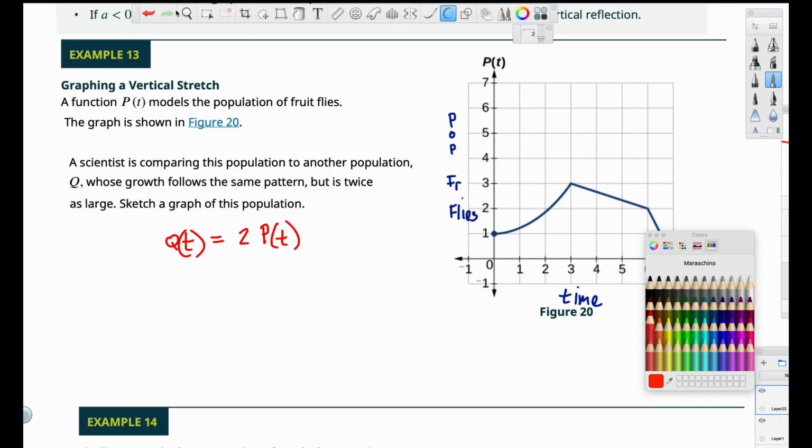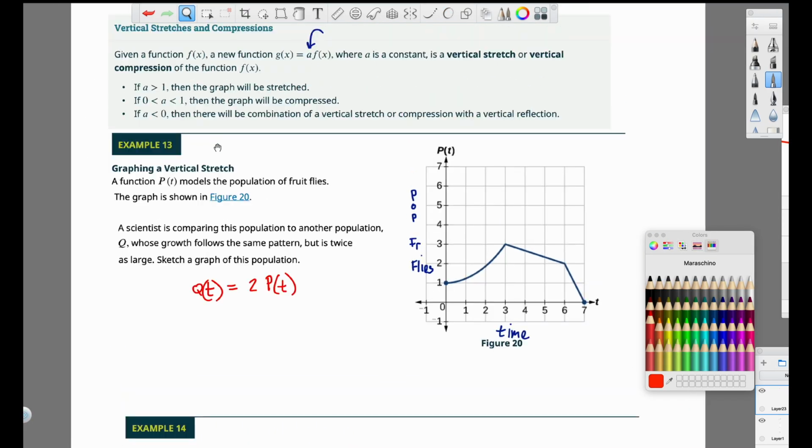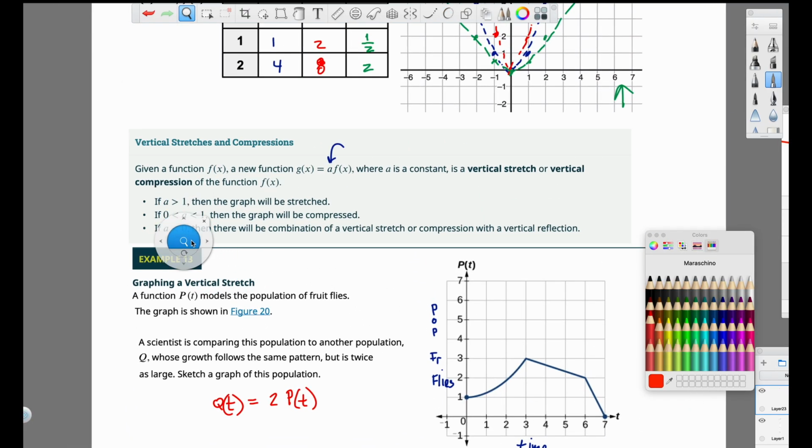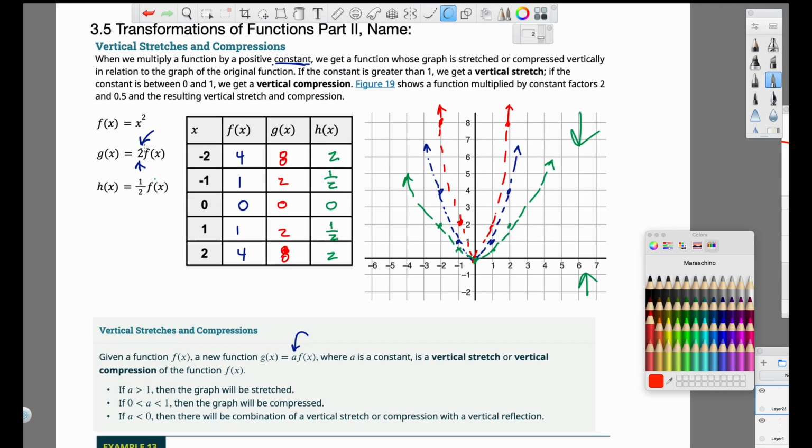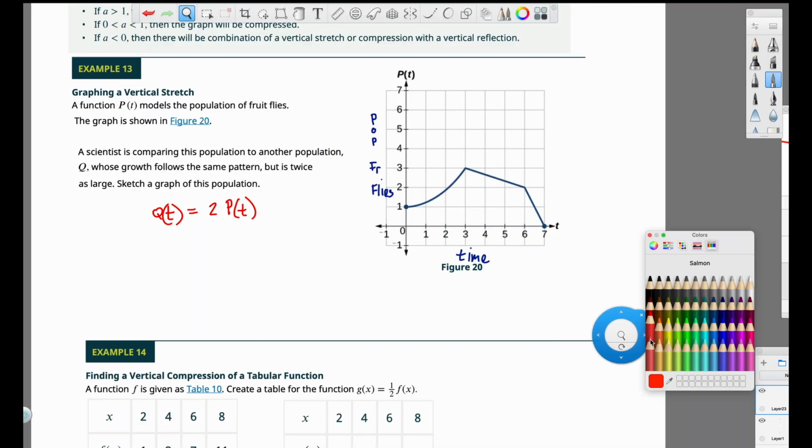Okay, so what are we doing here? We're multiplying this by a constant, and this constant a is greater than 1, so it's going to cause a stretch, just like we saw right here when we multiplied f of x by 2. It's going to stretch along the vertical axis. So we are going to double the outputs that we see here for any of the original P of t.